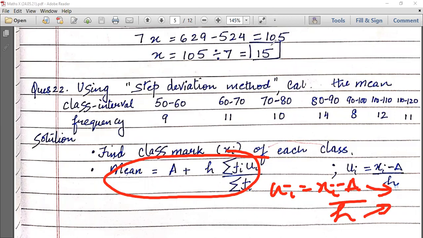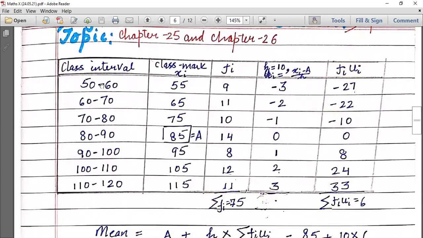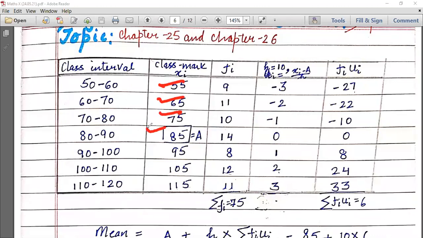So now children, let's proceed with this question. First you have to find the class mark. For 50 to 60, you know that the class mark is the center value, that is 50 plus 60 divided by 2. So the first class mark is 55, and then 65, 75, 85, 95, 105 and 115. Now children, we have to use the step deviation method. So first we will assume a mean. You can assume any value, but just take the central, middle value. So your assumed mean here is 85.